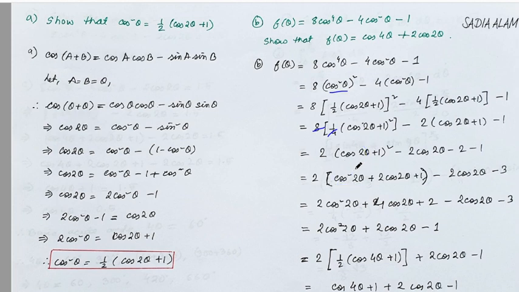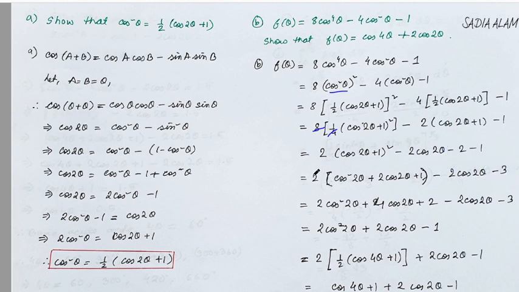So a square plus 2ab, so 2 into cos theta into 1, so that's 2 cos theta, plus b square, which is 1 square. So 1 square will give you 1. So this is the expanded version of this. I just used the formula for (a plus b) whole square. And this minus 2 will give you minus 3. 2 cos theta is still there.